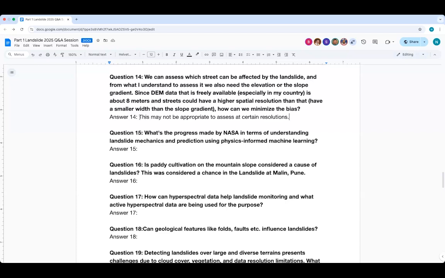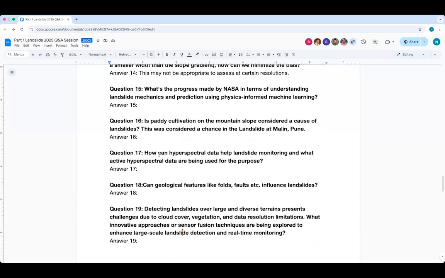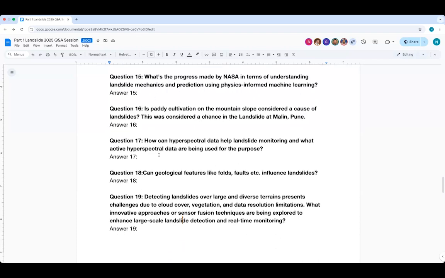Okay, wonderful. Question number 15. What's the progress made by NASA in terms of understanding landslide mechanics and prediction using physics-informed machine learning?